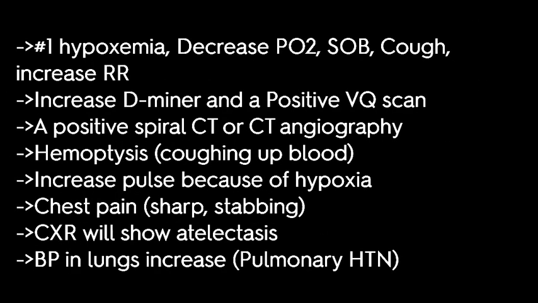Number 1, hypoxemia, decreased PO2, SOB, cough, increased RR, increased D-dimer and a positive VQ scan, a positive spiral CT or CT angiography, hemoptysis, increased pulse because of hypoxia, chest pain, CXR will show atelectasis, BP in lungs increased.